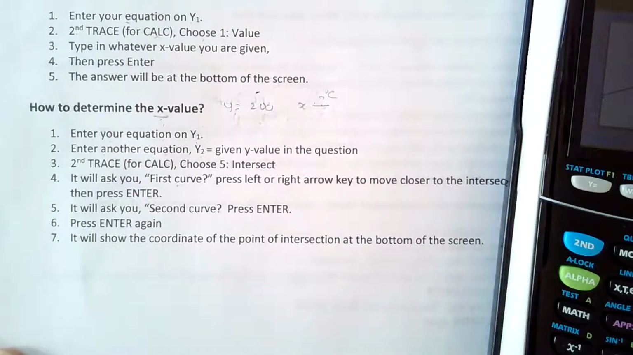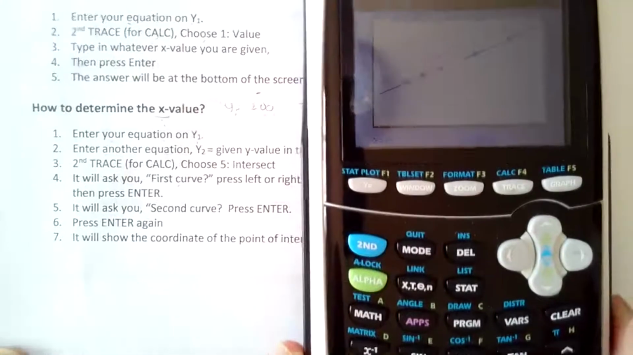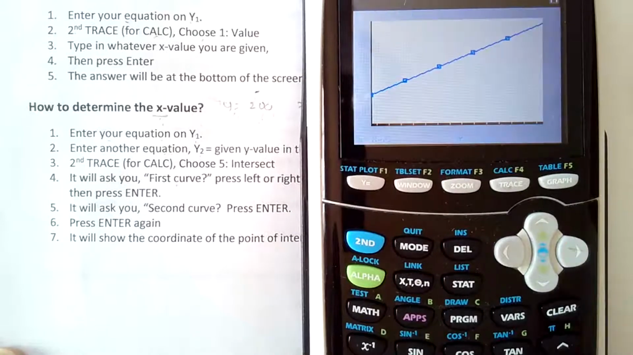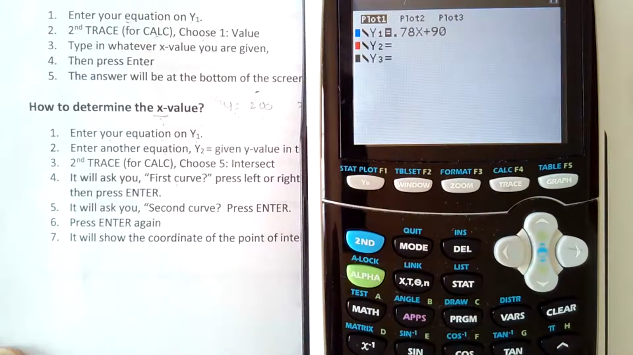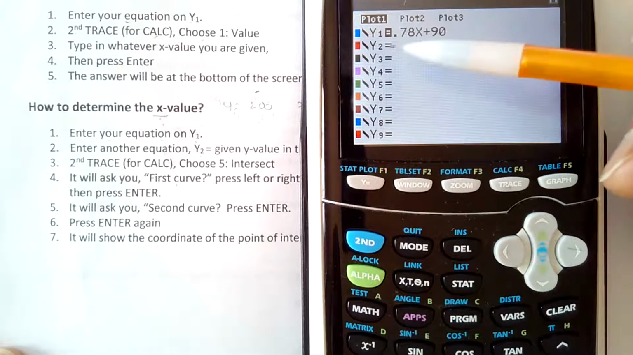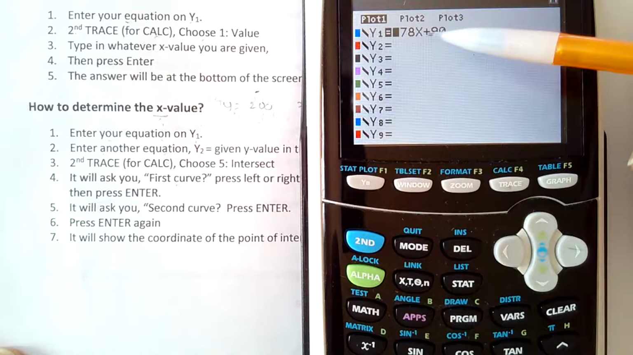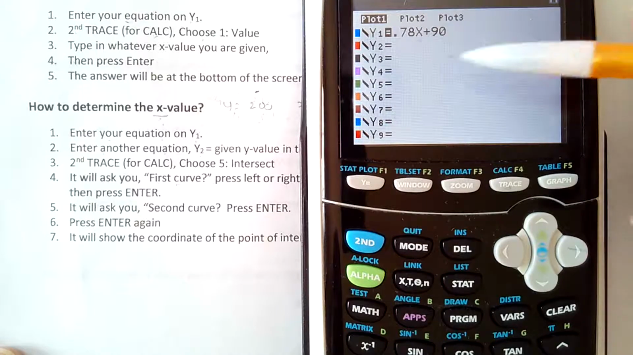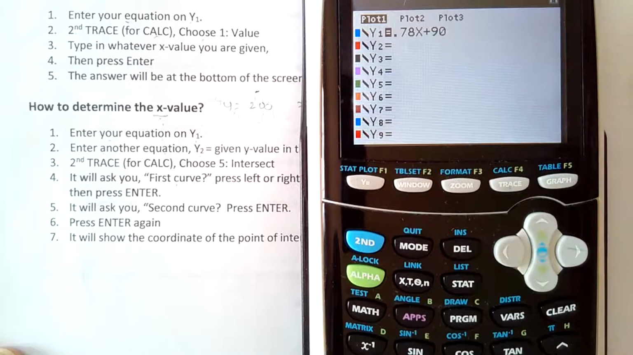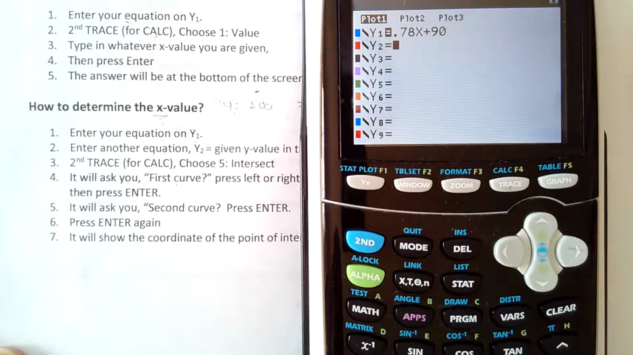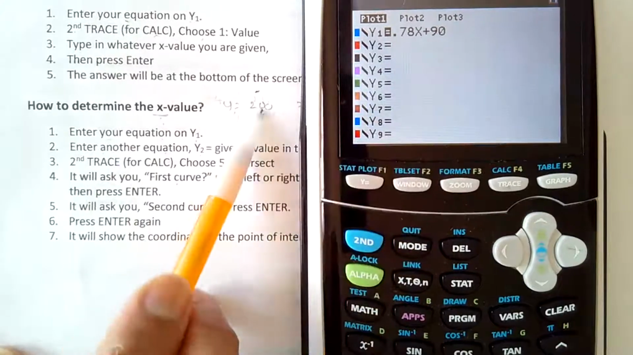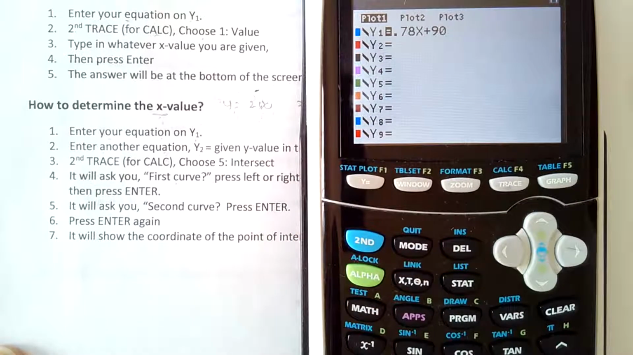We'll maintain our graph. Now, what we will do is go to my Y= button, and do not change this first equation. That's your main equation. You do not want to change that. You want to find the intersecting point. Go to Y2, and what is my Y value given? My Y value given is 200. So I'll put 200 in here.